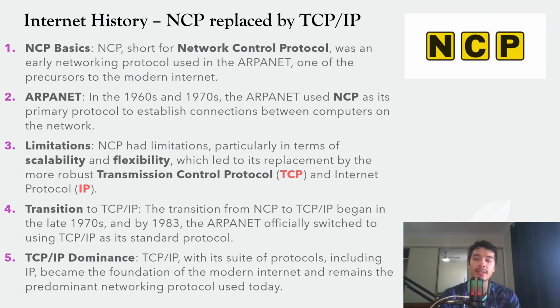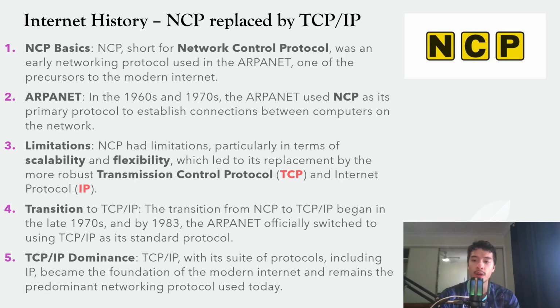Internet history, NCP replaced by TCP/IP. So NCP is Network Control Protocol, which was an early networking protocol used in the ARPANET, one of the precursors to the modern internet. Now, the ARPANET used NCP as its primary protocol to establish connection between computers on the network. The limitations of this protocol were scalability and flexibility. And this is replaced by TCP, the Transfer Control Protocol, and the Internet Protocol, IP.